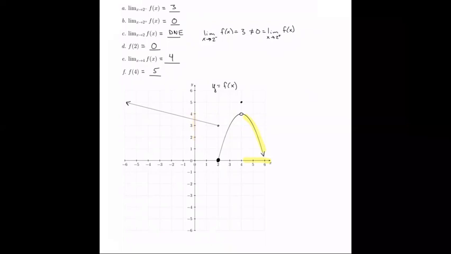Okay, and then similarly, when we approach 4 from the left, we approach 4 also. As we move to 4 from the left, we go to 4 on the y-axis. So both the left-hand limit is 4 and the right-hand limit is 4. So our two-sided limit is 4 because they're equal and they exist. So it all matches up.